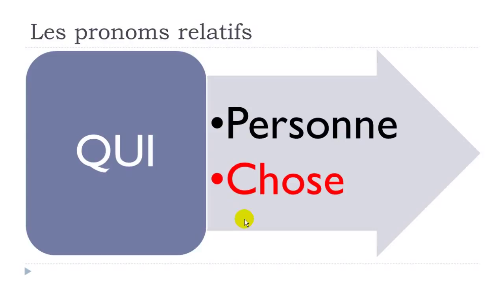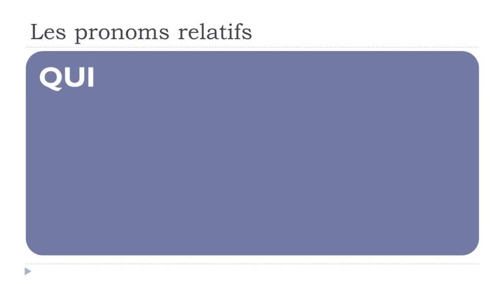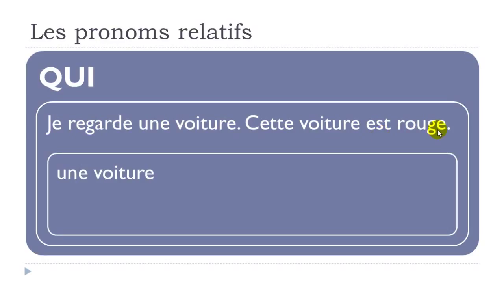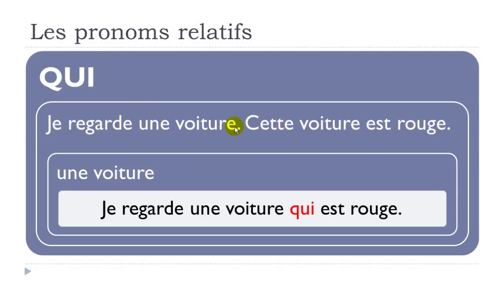Let's see now if we replace une chose, a thing, with qui. So, je regarde une voiture, cette voiture est rouge. Regarder is to watch, une voiture, a car. Je regarde une voiture, cette voiture est rouge. Of course, in that case, we would like to avoid the repetition of une voiture. And then, je regarde une voiture qui est rouge. Exactly the same thing here. You just put this qui, and then you get the verb after that, est rouge.